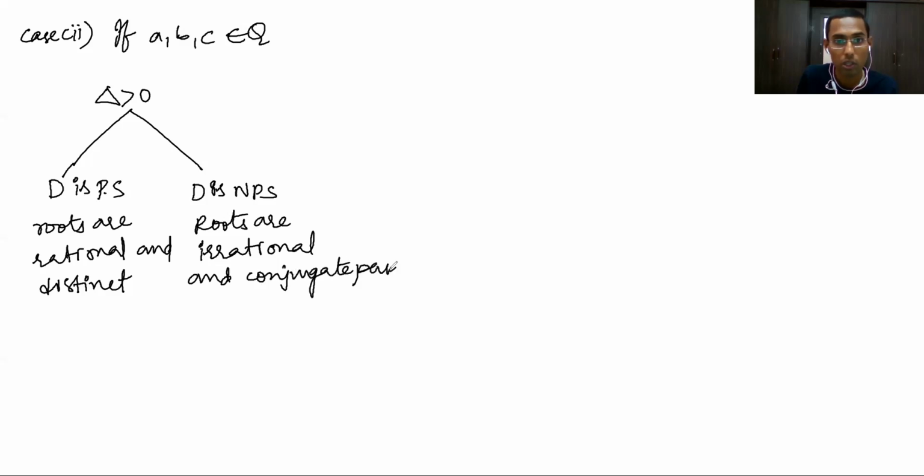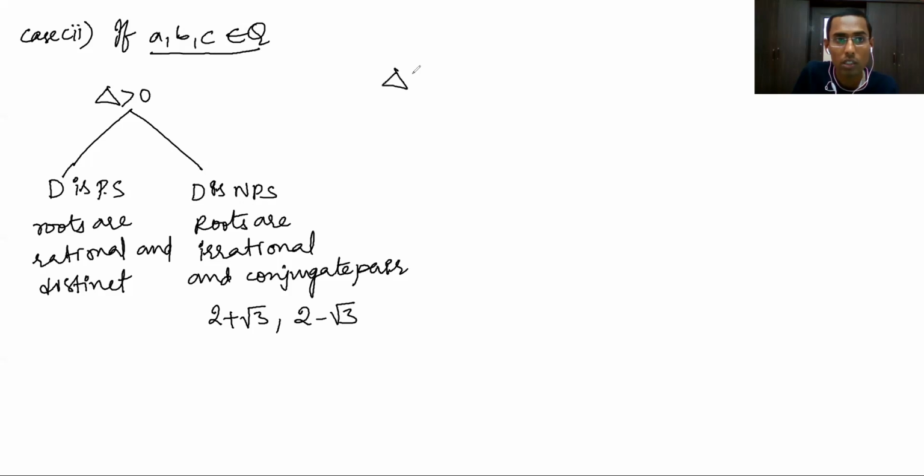In the last video I showed what a conjugate pair is. It means if one root is 2 plus root 3, then the other root must be 2 minus root 3. You should understand this when a, b, c are rational. So this is when d is not a perfect square.